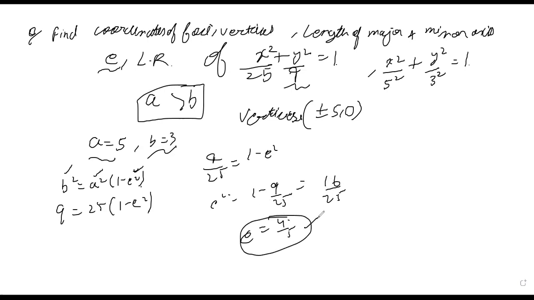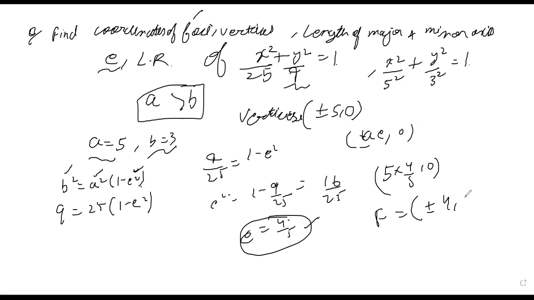Okay, now if we got the value of e, can we write the coordinates of focus? Yes, ae comma 0, where a is 5 and e is 4 by 5, comma 0. So the focus came out to be plus minus 4 comma 0. And the length of major axis will be what? 2a, which is 10. Similarly, the minor axis will be 2b, which is 2 times 3, which is 6.